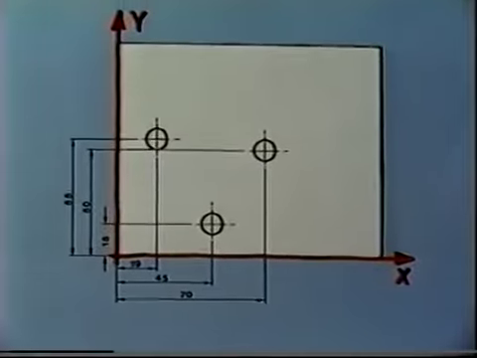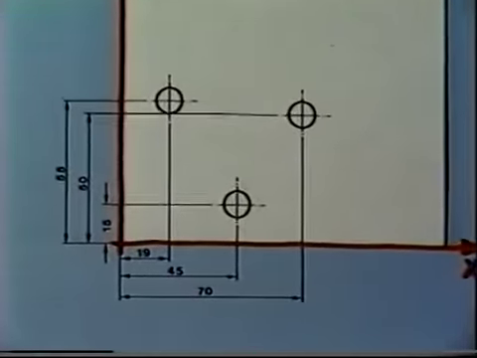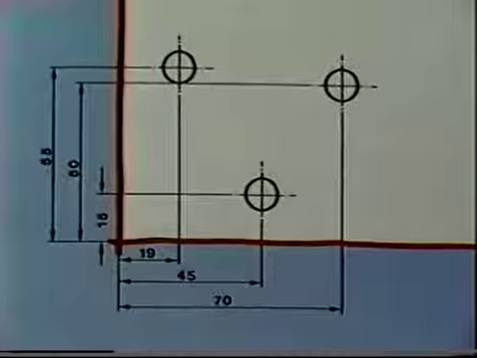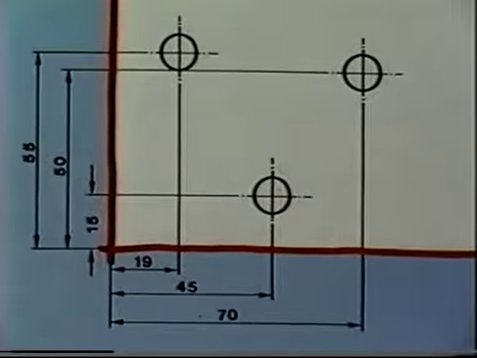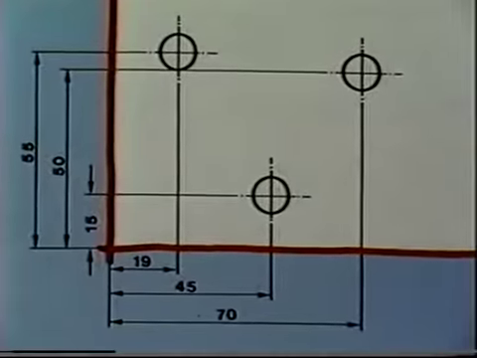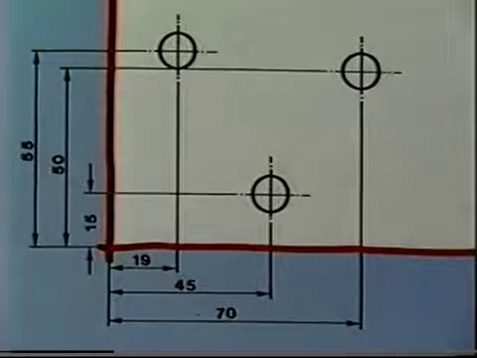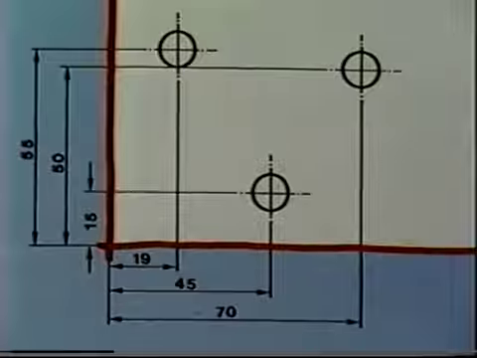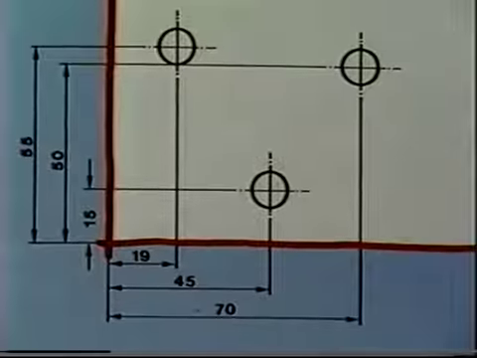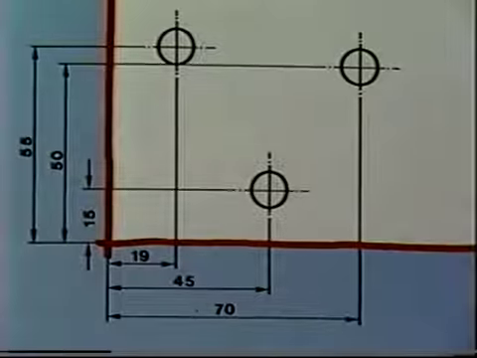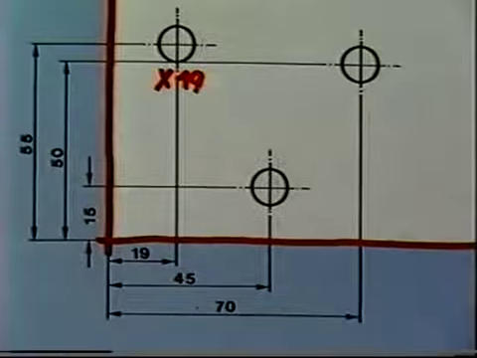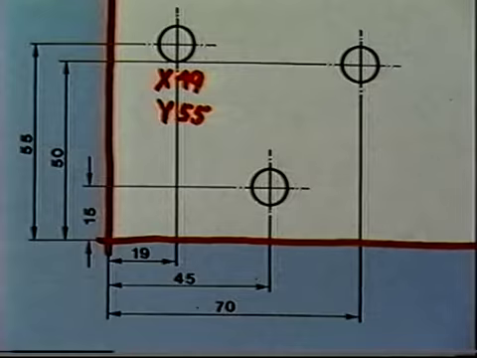The important thing in this example is to identify the center points of 3 boreholes with x and y coordinates. Now let's start by defining the coordinates. The hole at the upper left is 19 millimeters in the x direction and 55 millimeters in the y direction measured from the 0 point. So its coordinates are x19, y55.